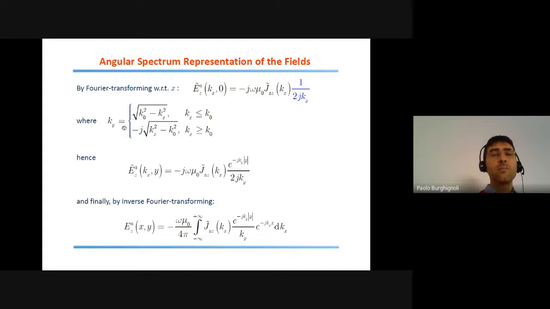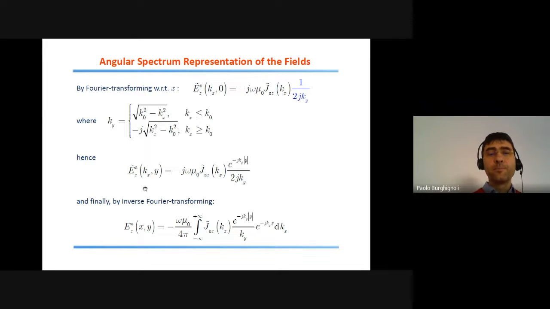Whereas it is imaginary, and this has been written explicitly here by switching the order of the two terms inside the square root, whenever kx is larger than the free space wave number. So we have an evanescent spectrum, that is a spectrum of waves that decay vertically, because now the wave number ky is purely imaginary, and they propagate along the plane y equals 0.